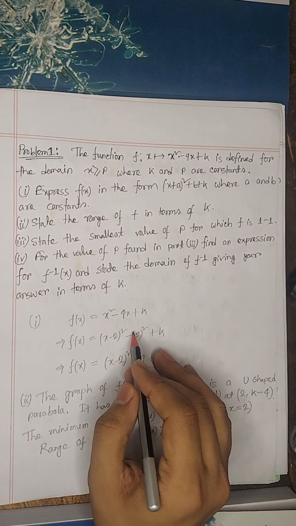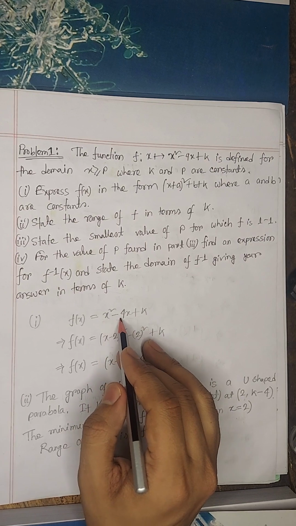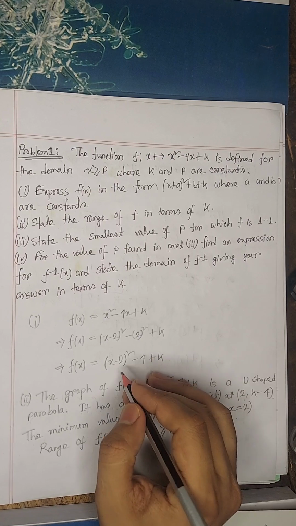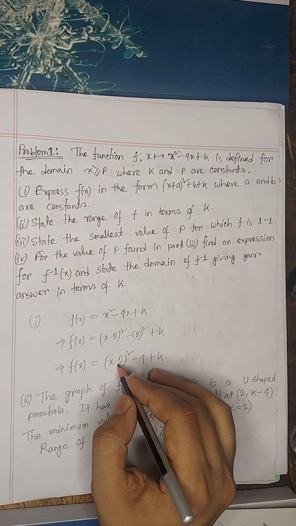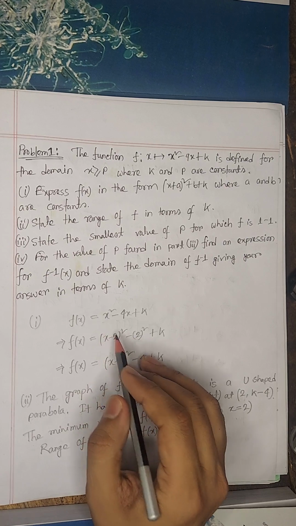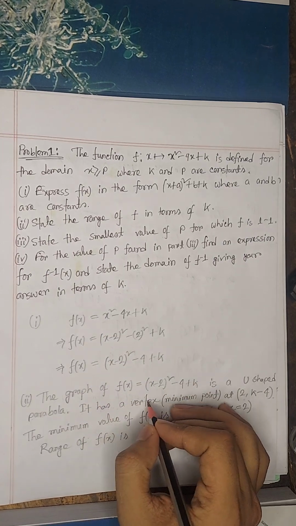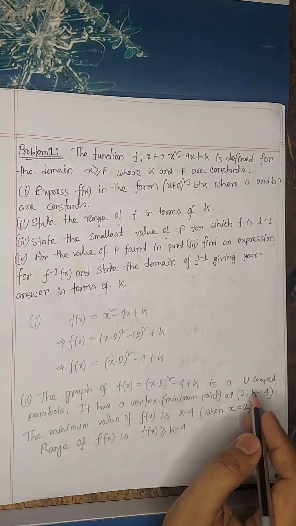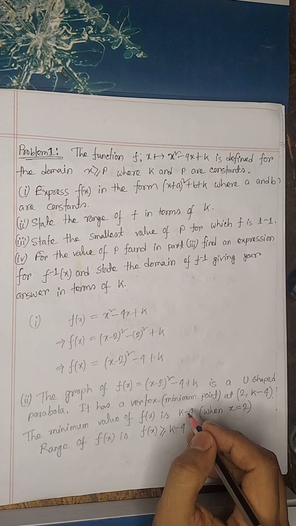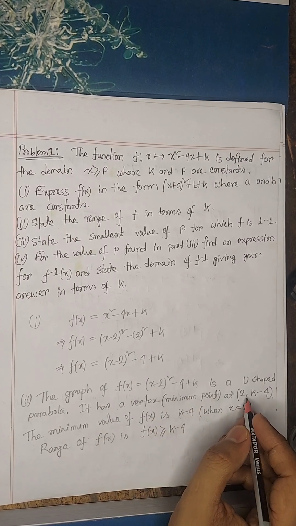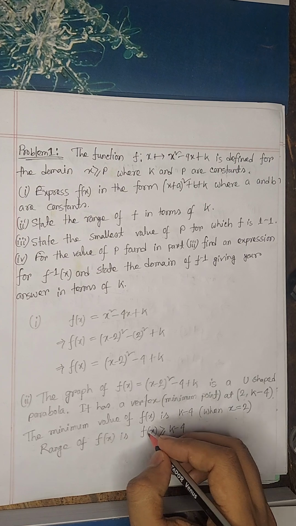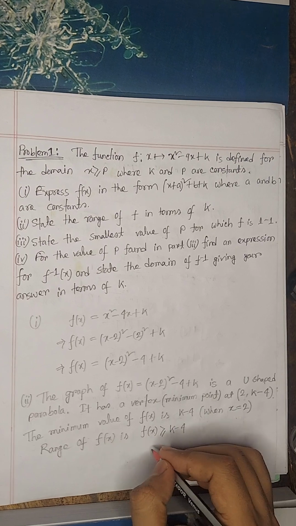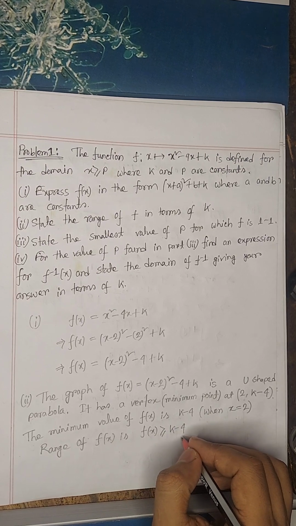We transform it to this: x square minus 4x plus k. Both are the same, but we just transform. Here we bring x minus 2 in the place of x, and now the graph of f(x), which is f(x) equals (x minus 2) whole square minus 4 plus k, is a U-shaped parabola. It has a vertex or minimum point at (2, k minus 4), and the minimum value of f(x) is k minus 4 when x is equal to 2. The range of f(x) is f(x) greater than or equal to k minus 4.